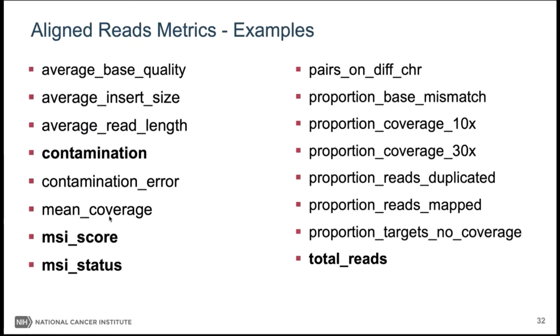Total reads, like I said, is the number of reads that are aligned in a specific alignment. And then the MSI score and the MSI status are both values that come from an external piece of software called MSI sensor. The MSI score is reported as a number, and the MSI status is reported as a category, MSI or MSS.